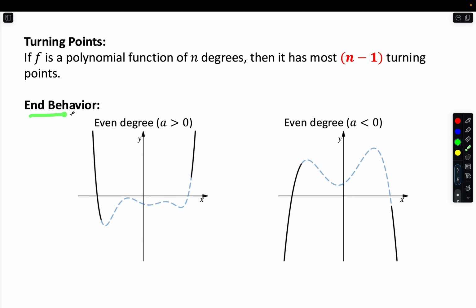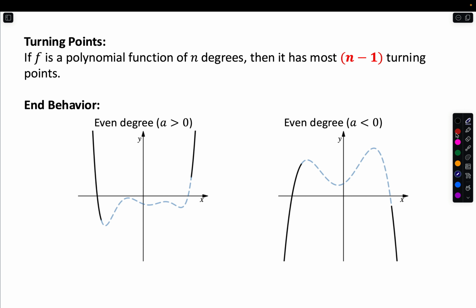Now, when we describe something called end behavior, it tells us what our graph is doing at large values of x in both directions. So as I move out on the x-axis, as my x values get really large, what is my y value doing? Even degree polynomials always start and end in the same direction. So as x is really negative and x is really positive, they're going to be going in the same direction. If you have a positive leading coefficient, a positive a value, it's going to start and end up.